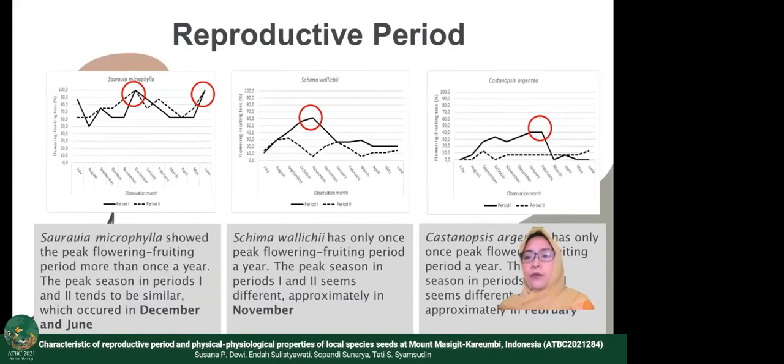Reproductive period. We found that Saurauia microphylla has peaks of flowering and fruiting more than once a year, while Sima wallichii and Castanopsis argentea have only one peak season. The estimated seed collection times for Saurauia microphylla were December and June, Sima wallichii was November, and Castanopsis argentea was February.